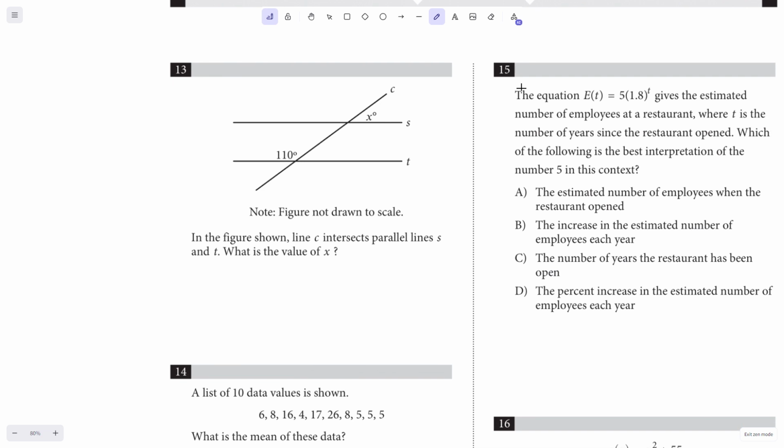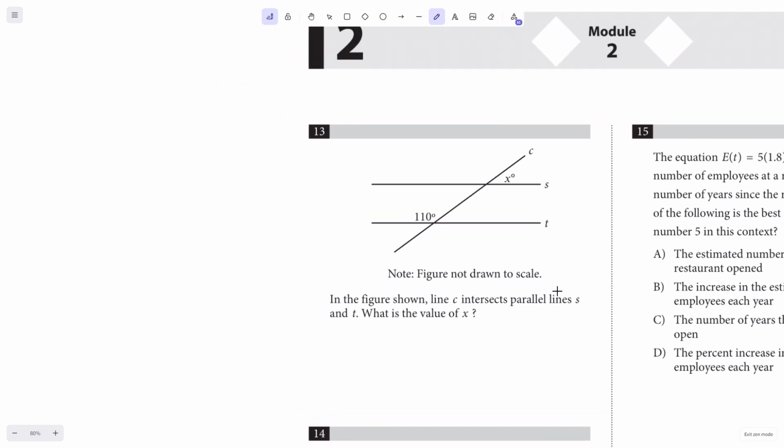Alright, let's look at the 13th problem. In the figure shown, line C intersects parallel lines S and T. What is the value of x? Alright, intersecting lines, this is very important to know for SAT, and the two most important things we need to know is that when there are two parallel lines and when these are crossing, this angle right here will equal to this angle.